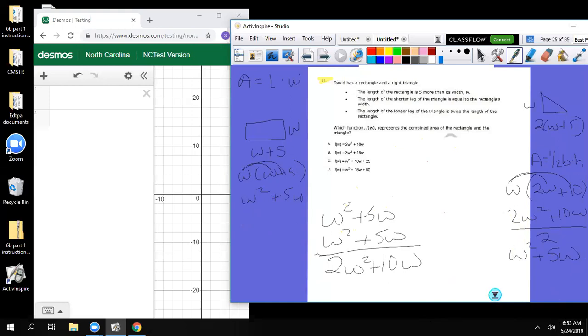Okay, so I'm going to be looking for the equation which matches this. So the function which matches that is going to be f of w is equal to 2w squared plus 10w, or the answer choice A. All right, so let's go ahead and look at the next question here.